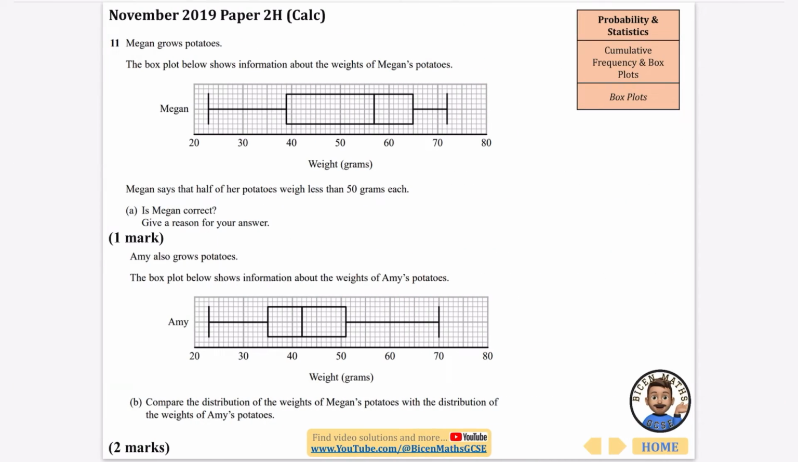Okay, we've got one from a calculator paper. I don't think we're going to need it, but it says Megan grows potatoes. The box plot shows the information about the weights of Megan's potatoes. Megan says that half of her potatoes weigh less than 50 grams. Is Megan correct? Well, she's not, because we know that each of these sections represents a quarter. So actually half of her potatoes weigh less than 57. So is she correct? No. And we're going to say half weigh less than 57, which is the median, not 50.